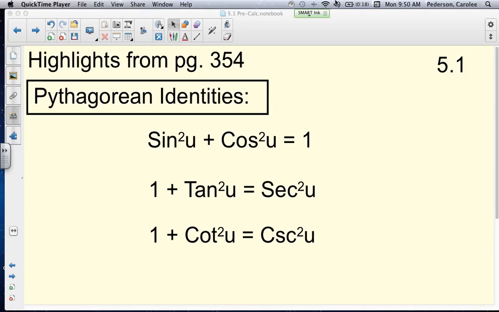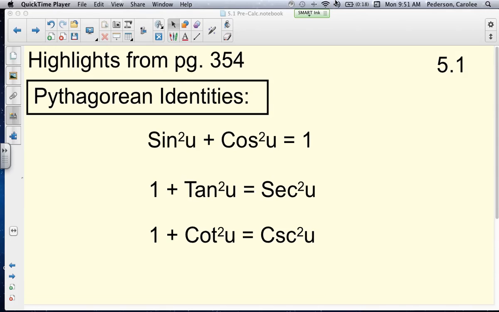Here's 5.1, day 1, part 2. This is the first set of identities that I do want you to now write in your notes. What we've covered so far on page 354 is those quotient identities and the reciprocal identities from chapter 4.